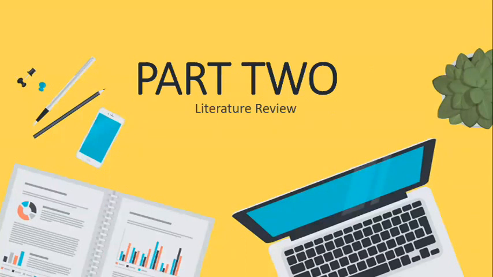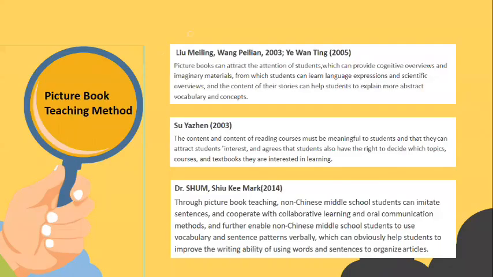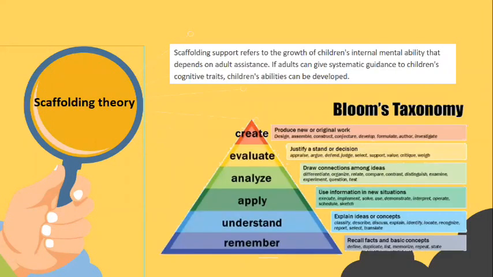Now I'm going to share the literature review. There are so many essays about picture books, including Layman Link's picture book sharing and Sun Yat-sen's picture book teaching skills. Another is scaffolding theory, which includes create, evaluate, analyze, apply, understand, and remember. Those 6 abilities, I will use them in my writing lessons to teach the students how to create a story.